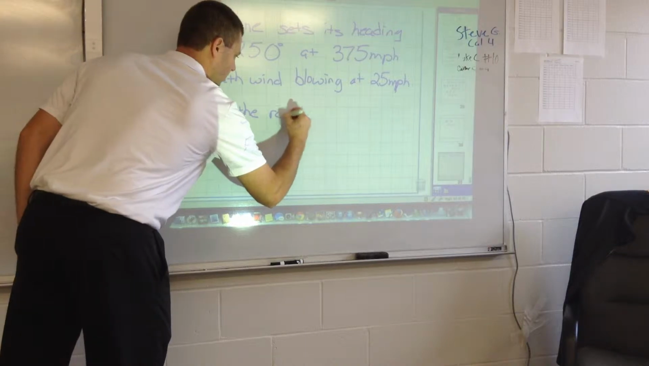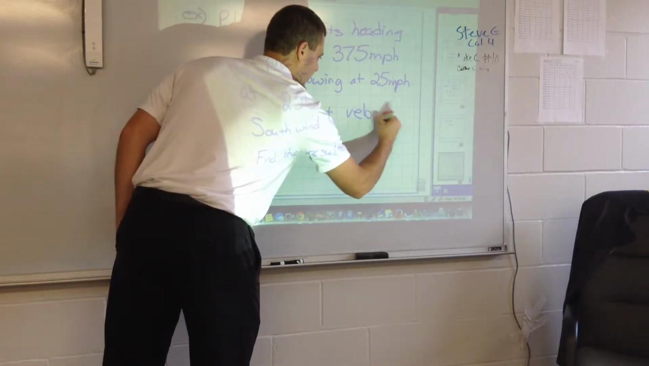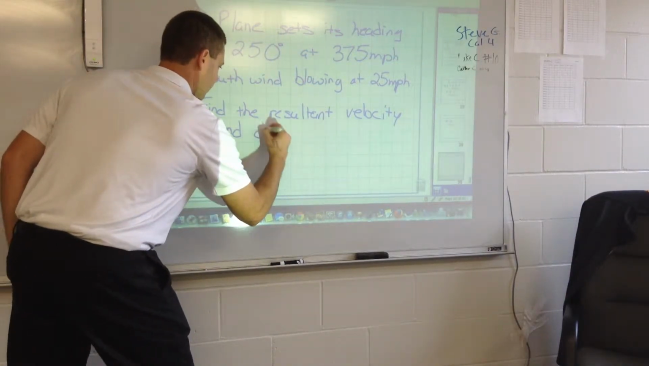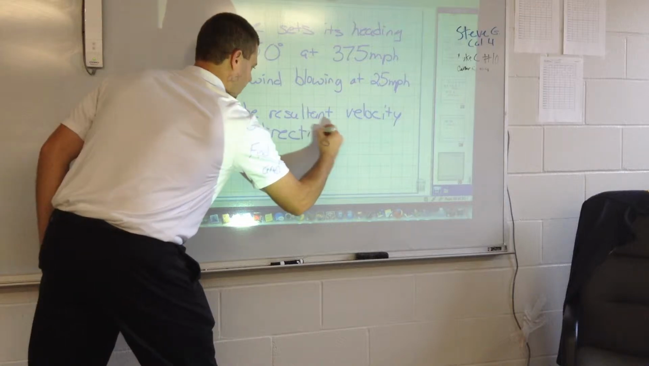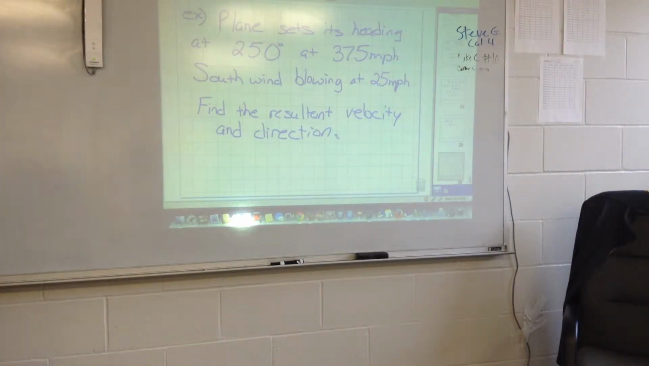the resultant velocity and direction. Okay, those will be your instructions. That's essentially what you might see as far as a problem on this standard 8.2. I can find the resultant of two or more vectors.